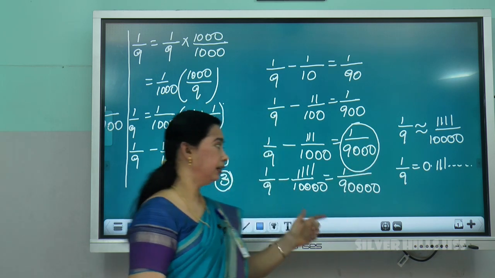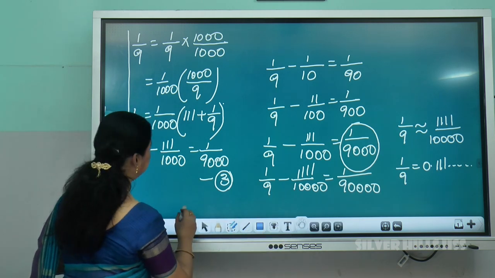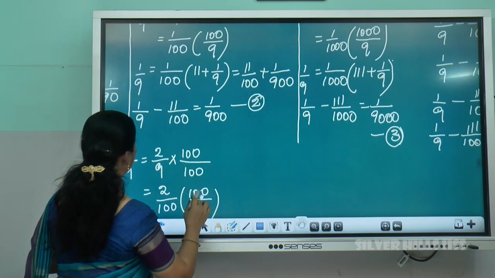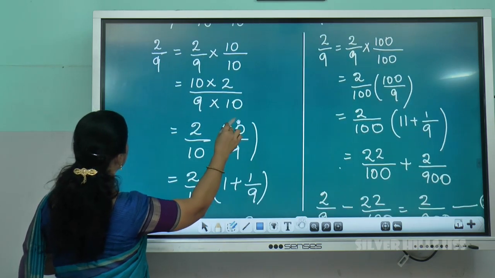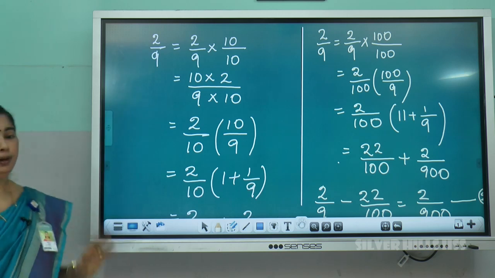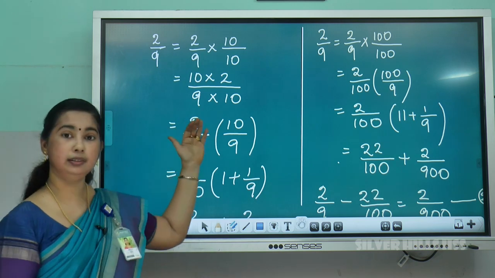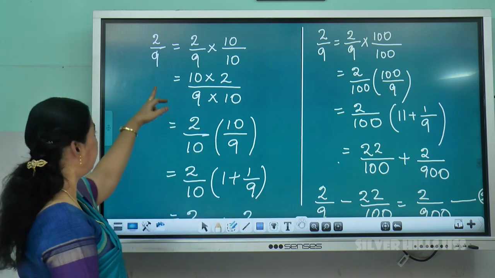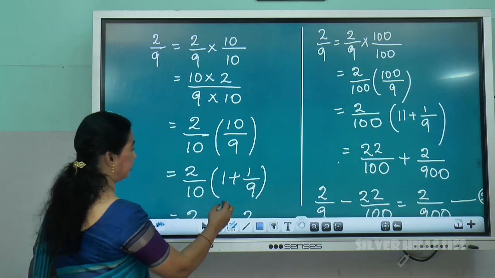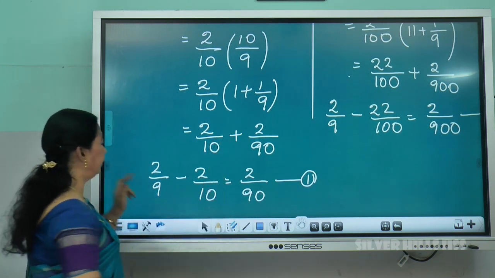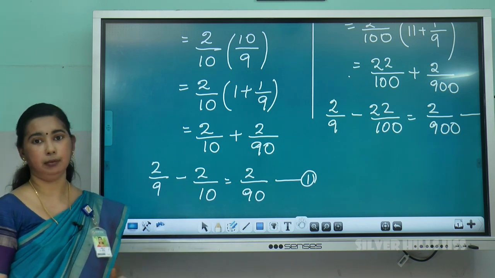Similarly, we can take some other fraction. Let it be 2 by 9. Same way we have to move on. In order to find the decimal form of 2 by 9, I have to use the same steps. So, I can write 2 by 9 as 2 by 9 into 10 by 10, rearranging, I am getting 2 by 9 minus 2 by 10 is equal to 2 by 90.